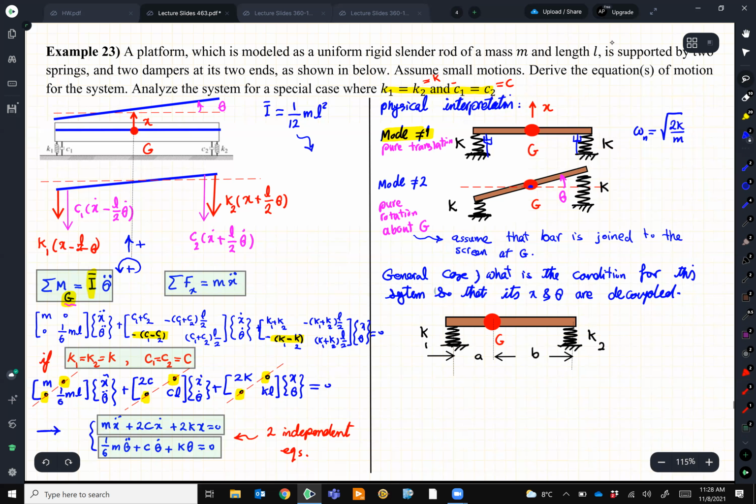Right, so it's a bar, the mass, let's say M, and the total length, let's say, is L. Similar to the previous one, but this time it's not symmetric.